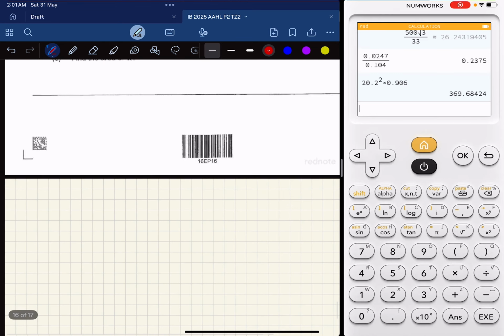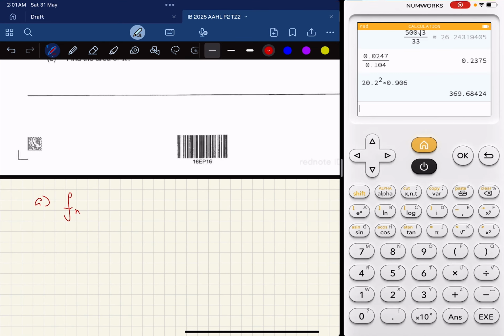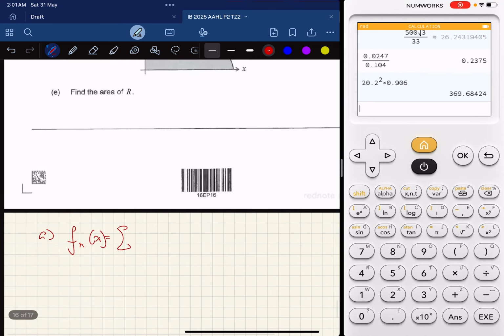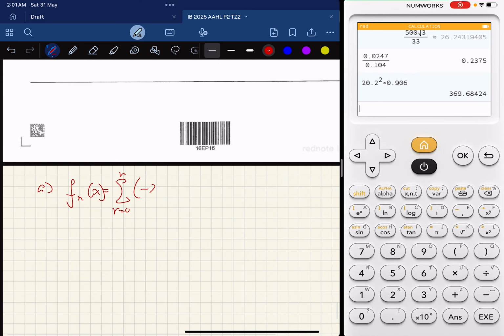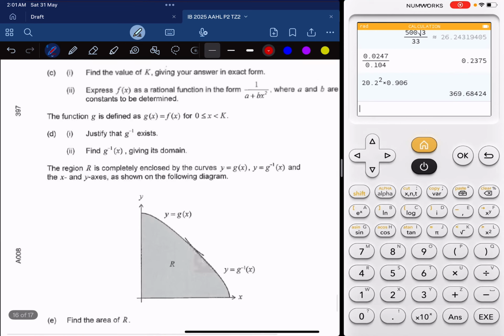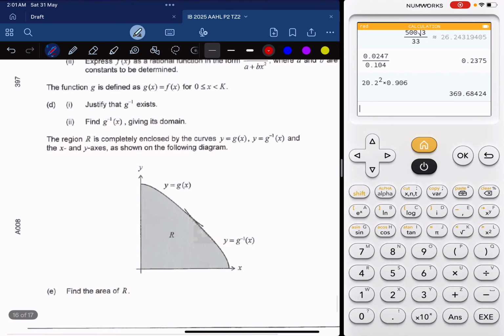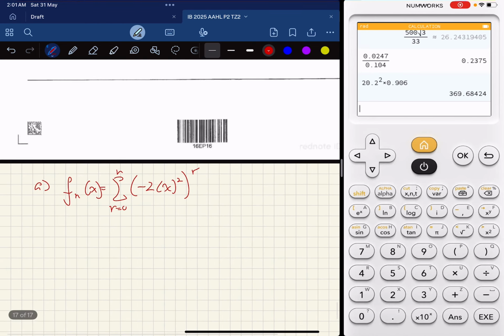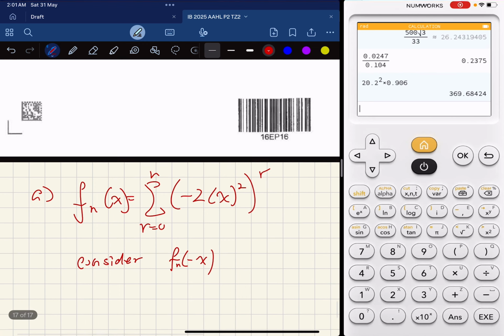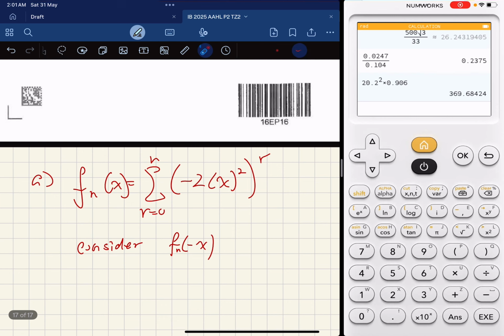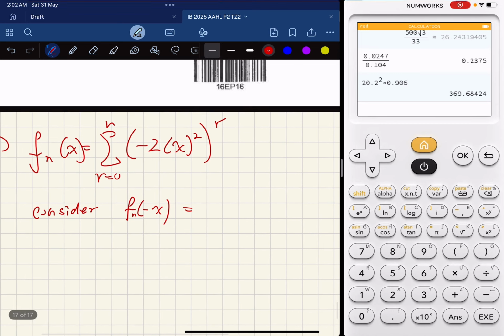So I just copy this first. The sum from r equals 0 all the way to n of (-2x squared) to the power r. Okay, so what do we want to do? Prove it's an even function. Okay, so this is kind of stupid, so just consider fn of -x. But one thing kind of interesting is that paper 1 last question is also fn, paper 2 last question is also fn. Okay, so just some funny observation that I got in here.